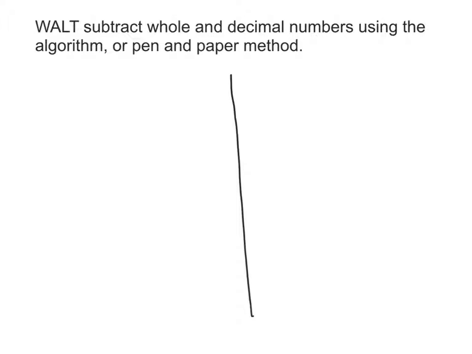Today's video looks at how we use the algorithm or pen and paper method to subtract whole and decimal numbers. Let's start with the simplest form, and we'll use the problem 986 minus 543.